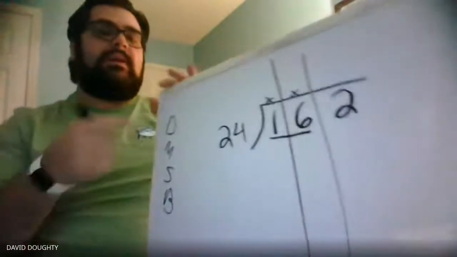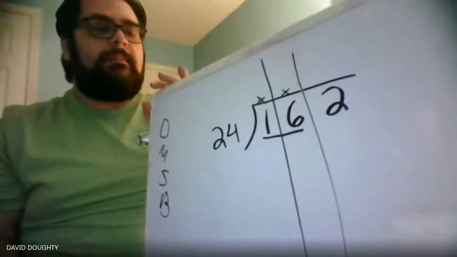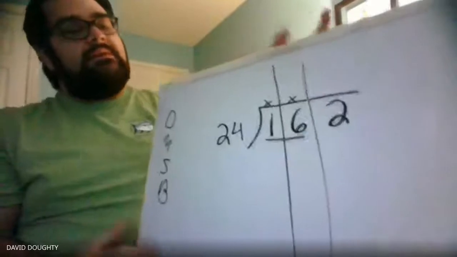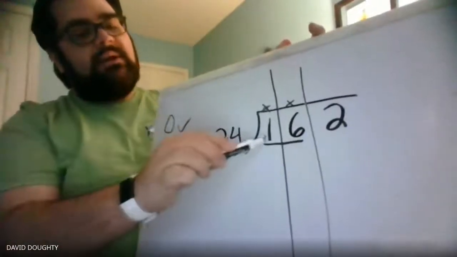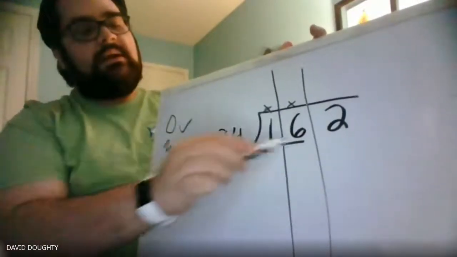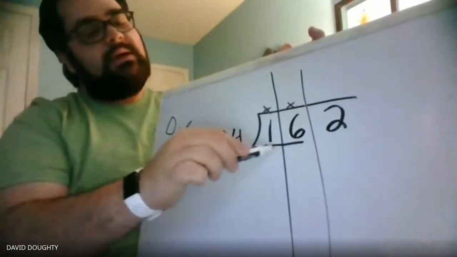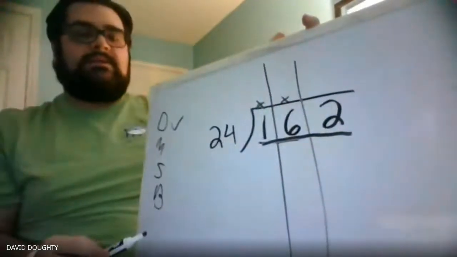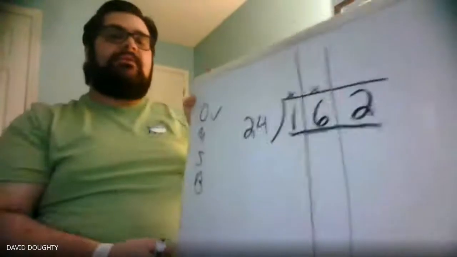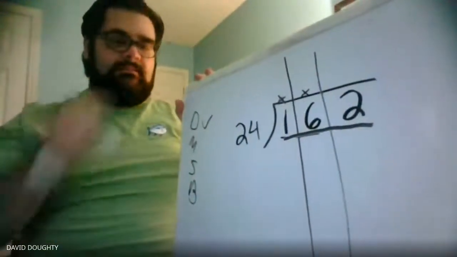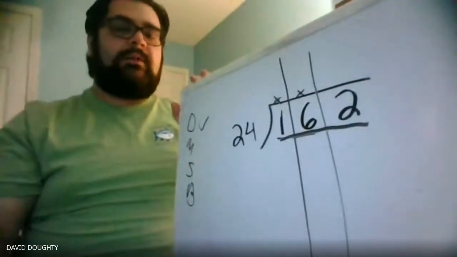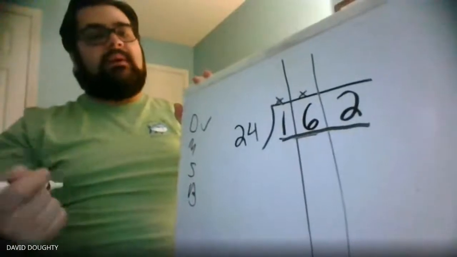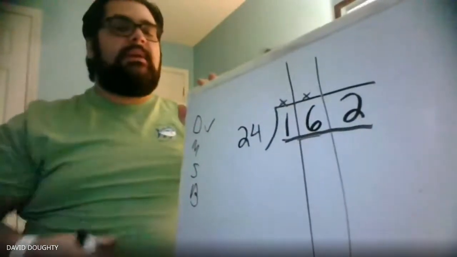By the way, you should be writing this down with me. This is number 1 on your assignment today. Okay? So once again, we are dividing. 24 cannot go into 1. 24 cannot go into 16. So we need to try 24 into 162. Okay? So the first thing we're going to do is find a starting point. We're going to do that by estimating and then rounding.